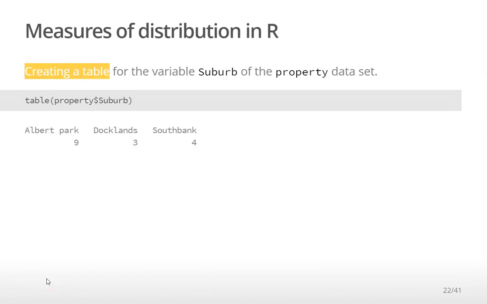So we can use this example. If you can remember, in the property data set, we have a variable which is called suburb. So suburb is categorical. We have three different types of suburbs in that data set: Albert Park, Docklands, and South Bank. This is how it's going to work. Table, which is the function. Then I'm going to tell R, give me a table for the suburb variable inside the property data set. And this is the result. As you can see, there are 9 properties in Albert Park, 3 in Docklands, and 4 in South Bank.